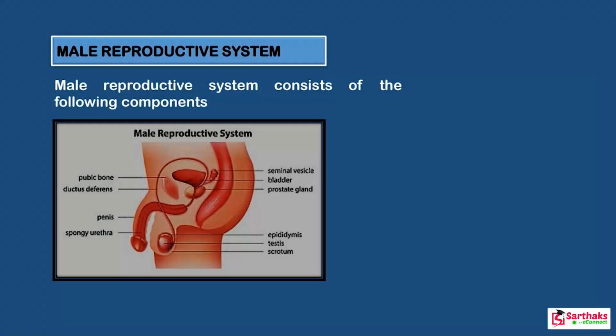Hello everyone, in today's lecture we will discuss the male reproductive system. The human male reproductive system consists of different types of organs. Okay, let's see these organs.